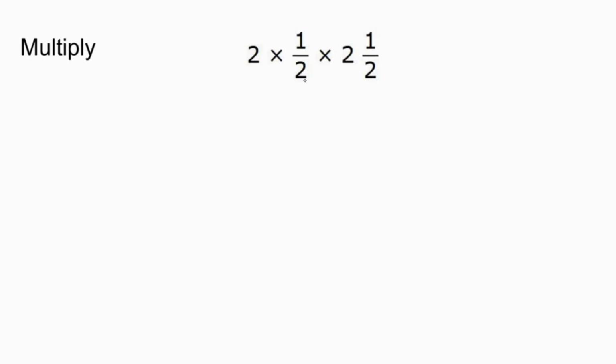Multiply 2 times a half times 2 and a half. Now, there's multiple ways that you can do this, but what I want to do is turn all of these into some type of regular looking fraction or improper fraction.